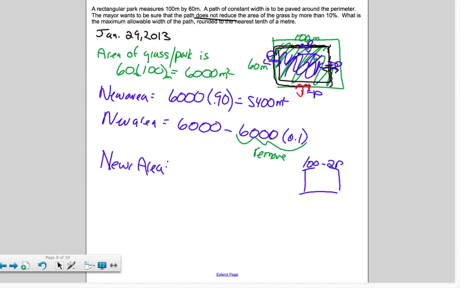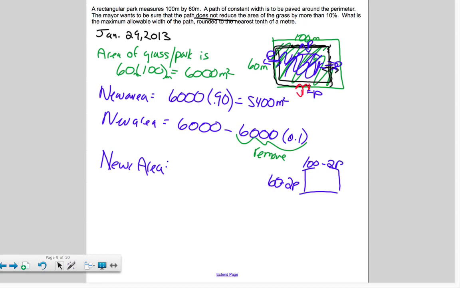And what's the width of the new area? P is for the path. What would be 2P? Because we have a path on each side, right? P is just the width of the path, and because the path exists on both ends, we have to take off 2 times that. So what's the width of this rectangle then? 60 minus 2P.